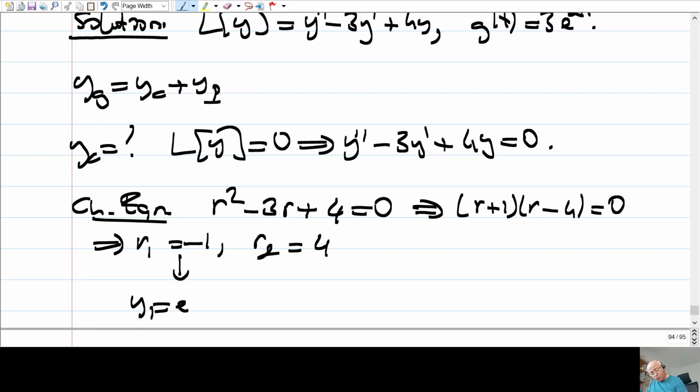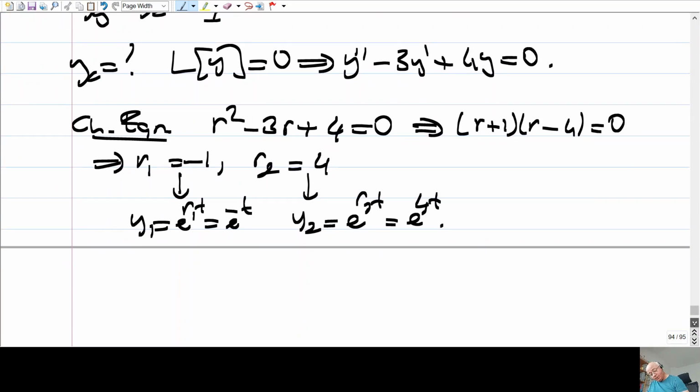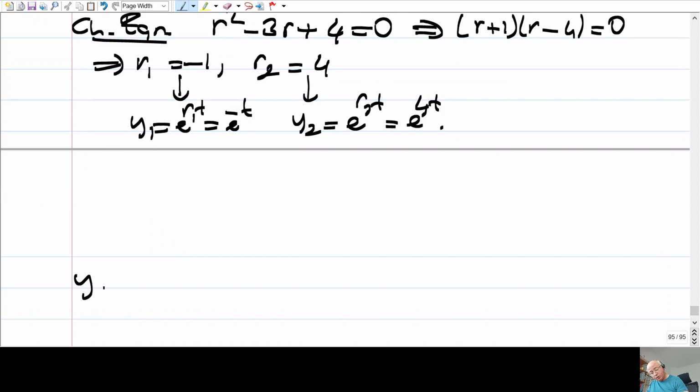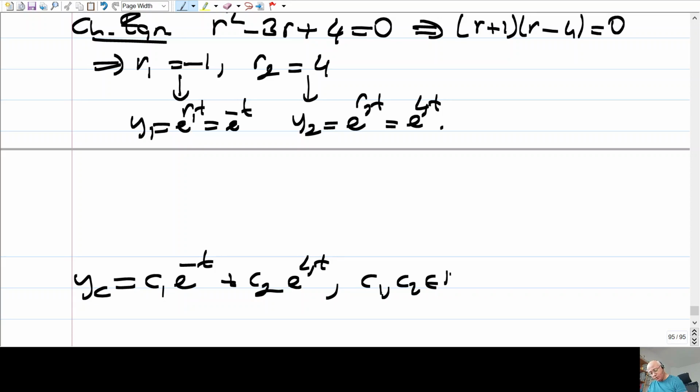We have the solution corresponding to r1, e to the power r1 t, which is e to the power minus t, and the solution for r2, e to the power r2 t, which is e to the power 4t. So what is the general solution? The general solution is the complementary solution, c1 times e to the power minus t plus c2 times e to the power 4t. c1 and c2 are real or complex numbers.